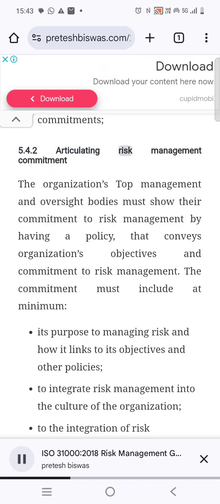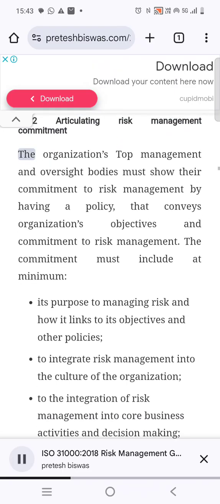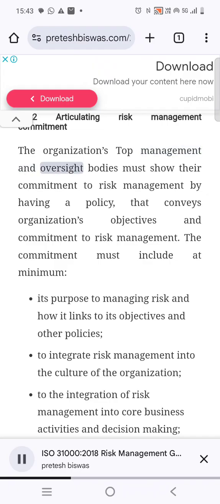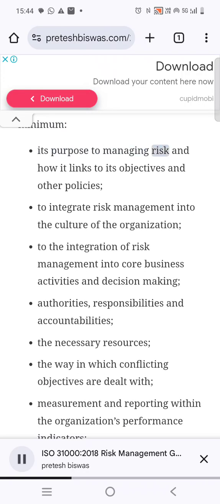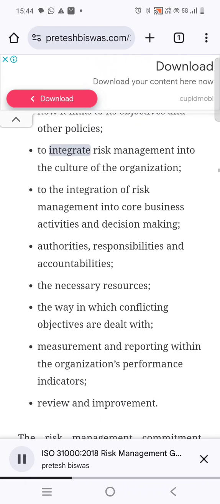5.4.2 Articulating risk management commitment. The organization's top management and oversight bodies must show their commitment to risk management by having a policy that conveys the organization's objectives and commitment to risk management. The commitment must include, at minimum, its purpose for managing risk and how it links to its objectives and other policies. To integrate risk management into the culture of the organization.